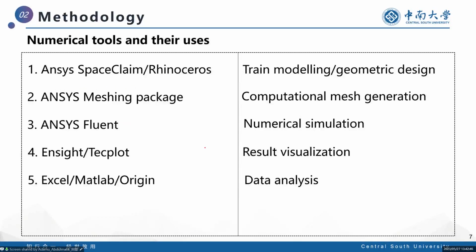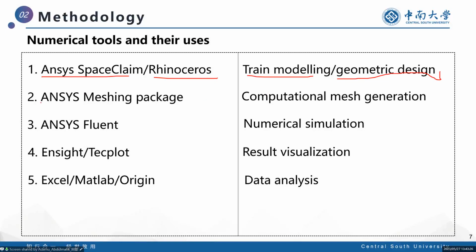So what are the numerical tools that we need to perform these operations? Here I discuss the numerical tools and their uses. Number one is ANSYS SpaceClaim or Rhinoceros. This is used for train modeling or geometric design. So we can use either SpaceClaim or Rhinoceros to model the train, or to provide some geometric add-ons on the train so as to study the aerodynamic performance.